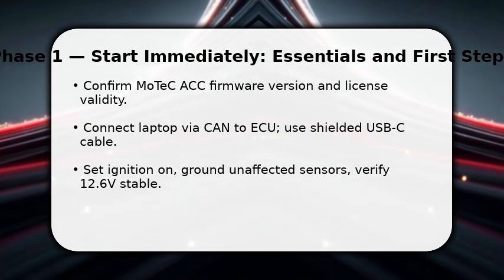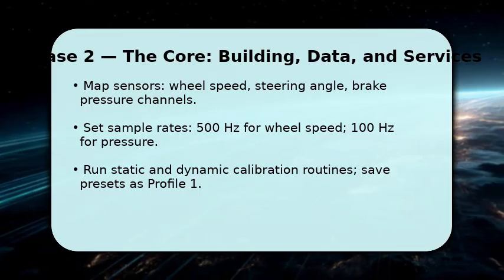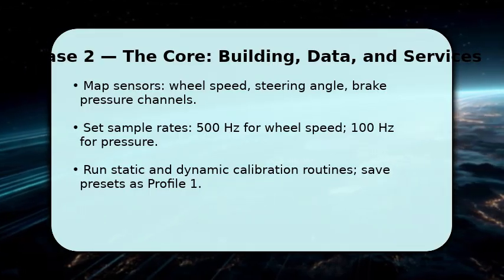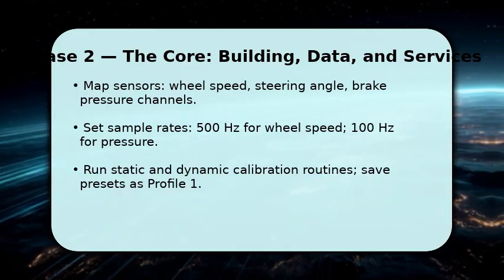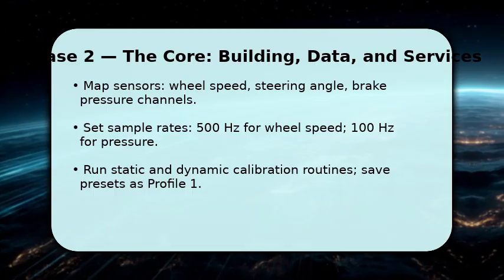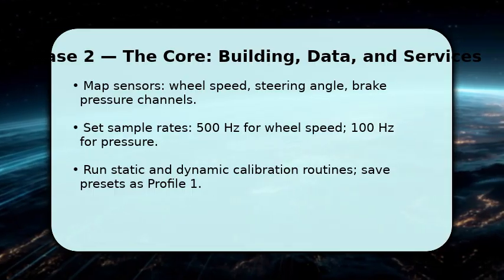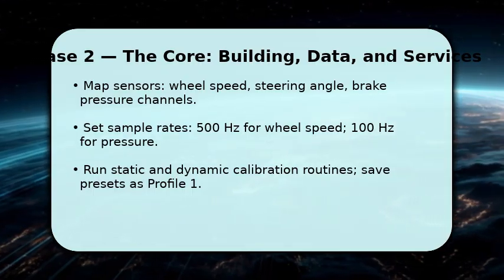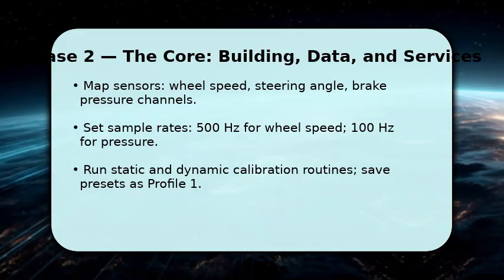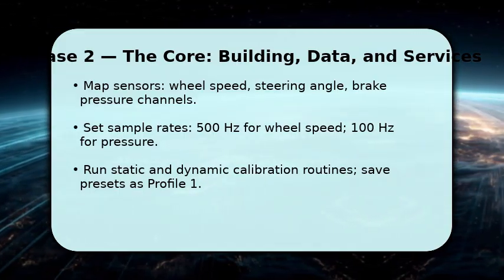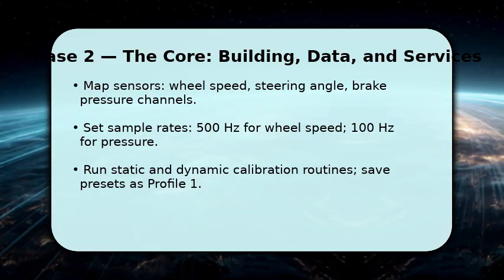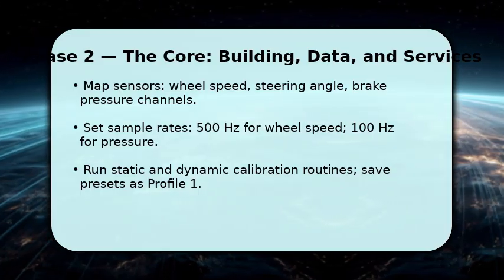Next, map each input channel: wheel speed, steering angle, brake pressure, and yaw. You do this to ensure ACC receives correct signals for slip and control logic. Then set sample rates, for example 500 Hz for wheel speed to capture fast transients and 100 Hz for pressure to reduce noise. Once mapped, run static calibration first, then a controlled dynamic run at low speed.